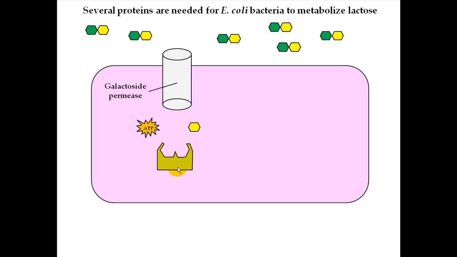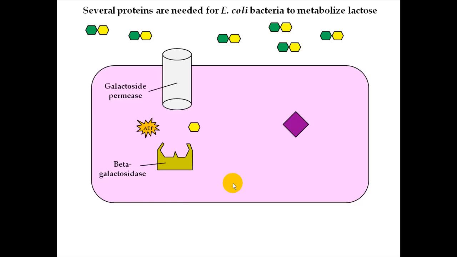The name of this enzyme that breaks down the lactose in order to form glucose and galactose is called beta-galactosidase. It turns out that there is another protein that's required in order for E. coli to be able to break down lactose.